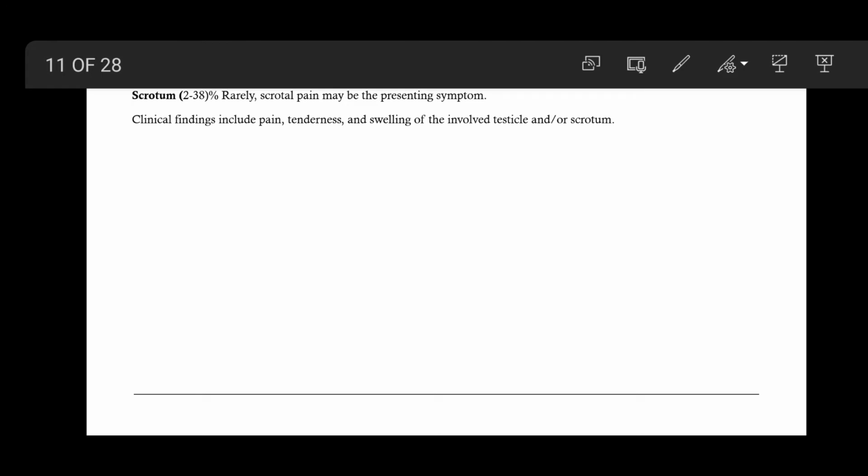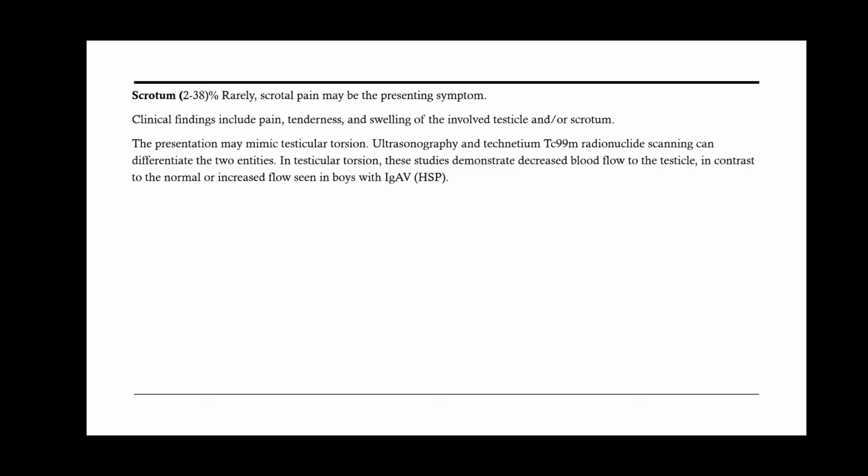Moving on to other manifestations, the scrotum can be involved in 2 to 38% of patients, and rarely the scrotal pain may be the presenting symptom. Clinical findings include pain, tenderness, and swelling of the involved testicle and/or scrotum. The presentation may mimic testicular torsion. Ultrasonography and technetium scanning can differentiate the two entities. In testicular torsion, these studies demonstrate decreased blood flow to the testicle in contrast to the normal or increased flow seen in boys with IgA vasculitis or HSP, Henoch Schonlein Purpura.